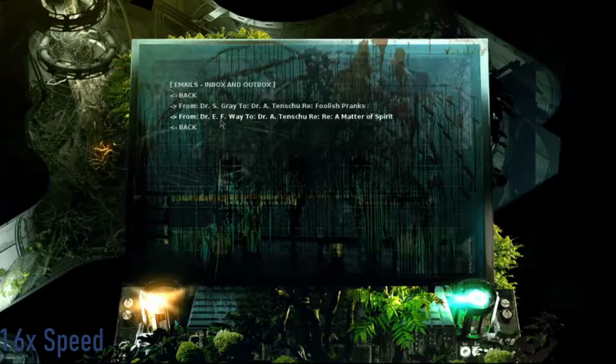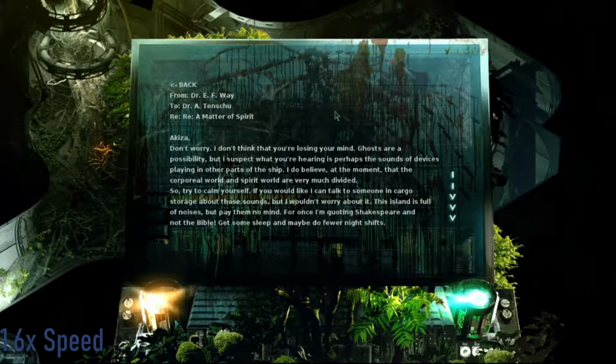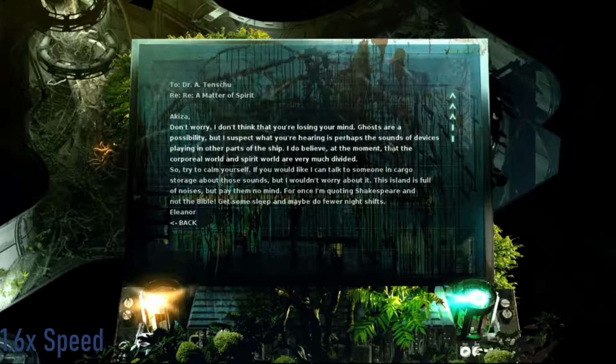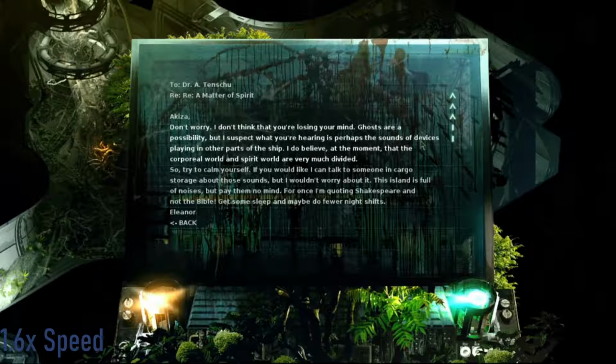Okay, so this is from Dr. Gray. It's from someone? Akiza. Don't worry, I don't think that you're losing your mind. Ghosts are a possibility, but I suspect. Okay, so no one is believing her?